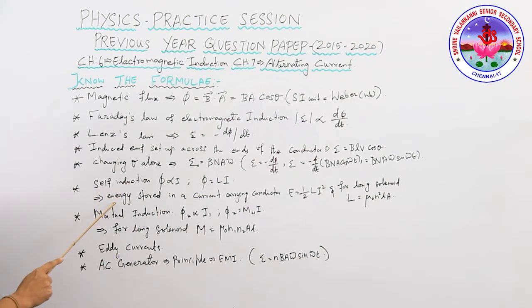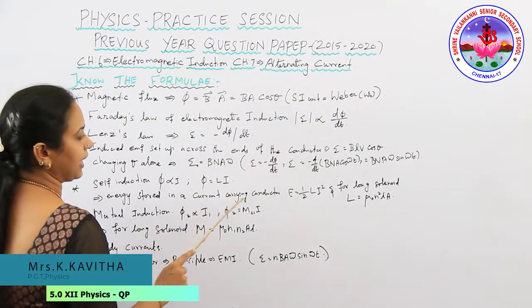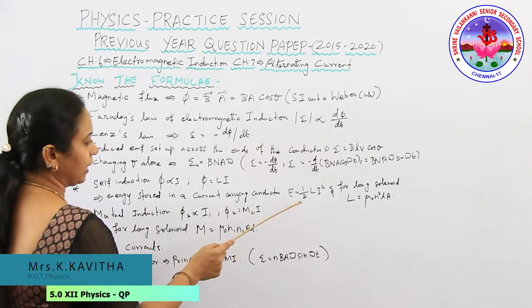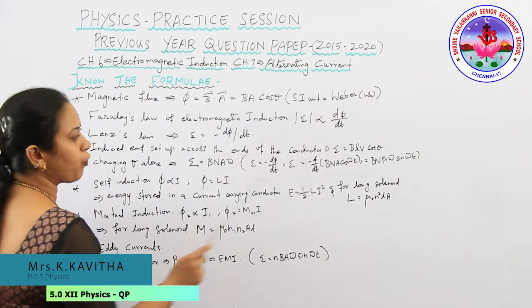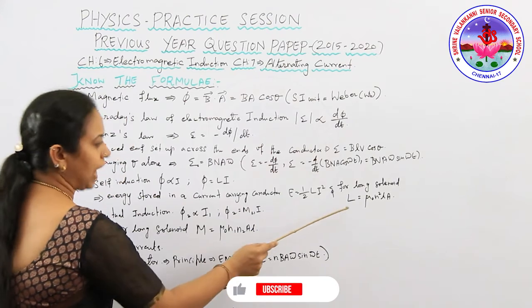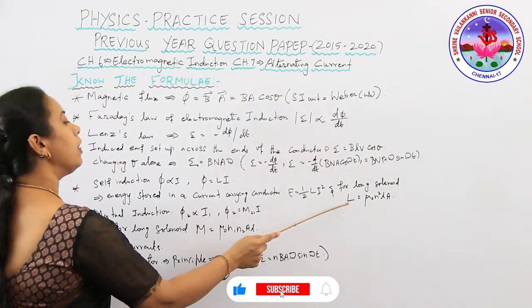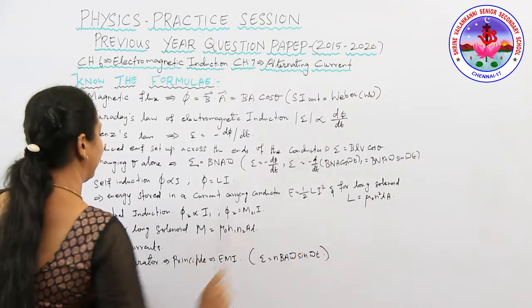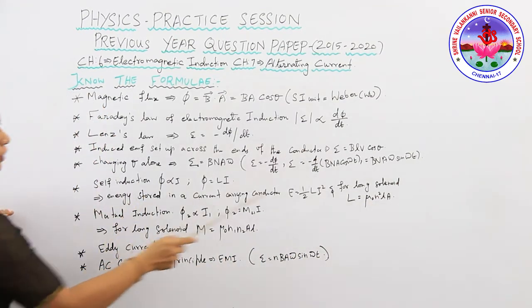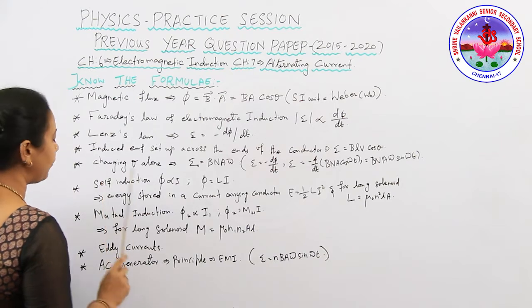For the same self-inductance coils, we can say for the energy stored in a current carrying conductor also, E is equal to half LI square, and self-inductance for a long solenoid. For that derivation, the final answer is L equal to mu naught N square Al. So these are the three formulae for self-inductance.